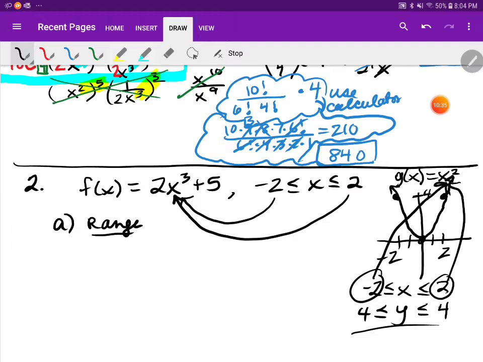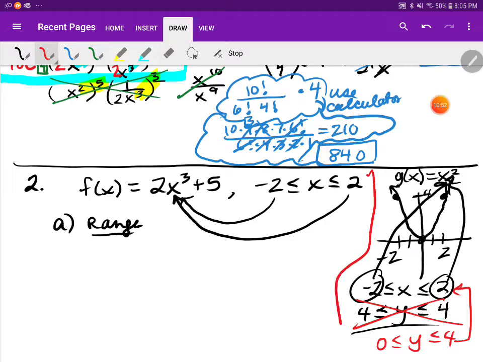look at that range. Start at 4, end at 4. That's not the real range. So what's the real range? The real range is 0 is less than or equal to y less than or equal to 4, which you would not have been able to tell from this. So anytime you want to look for the range, always graph it.